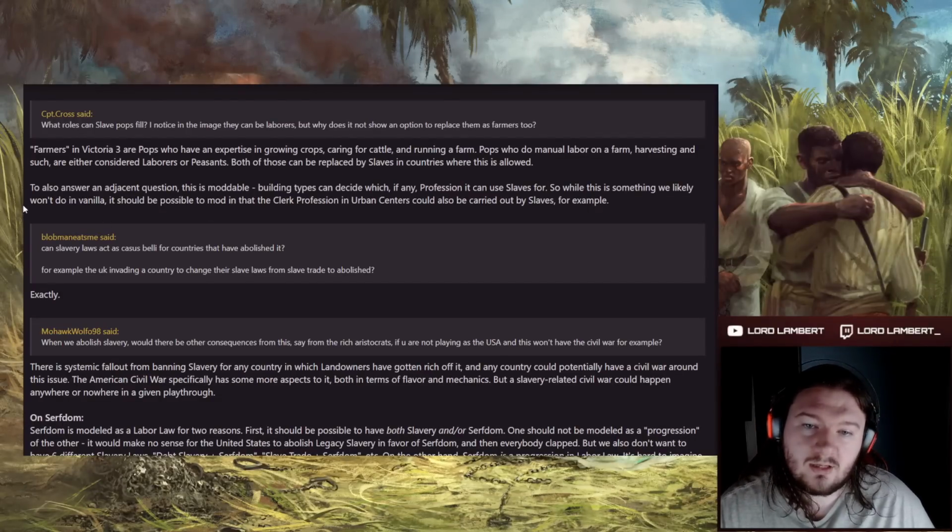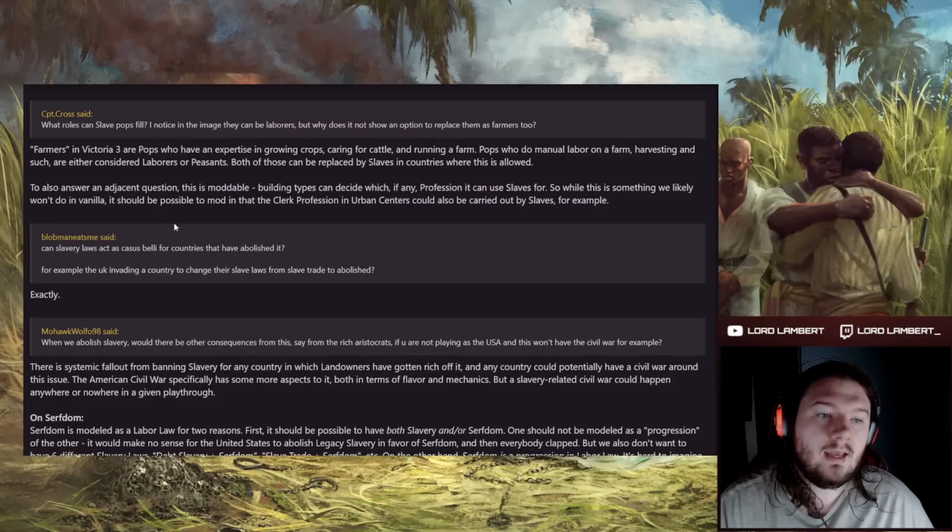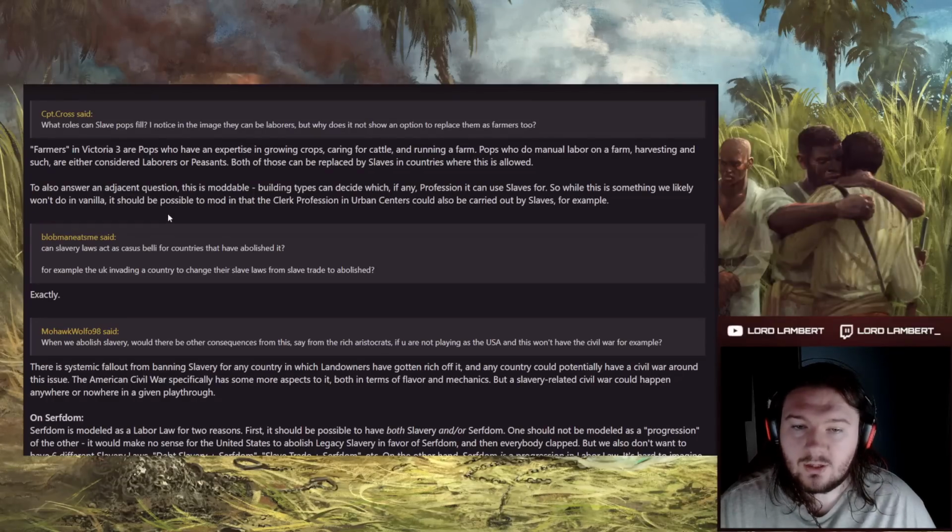But also to answer an adjacent question, this is moddable. Building types can decide which, if any, profession it can use slaves for. So, while this is something we likely won't do in vanilla, it should be possible to mod in that the clerk profession in urban centres could also be carried out by slaves, for example.